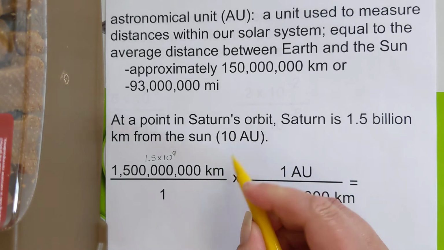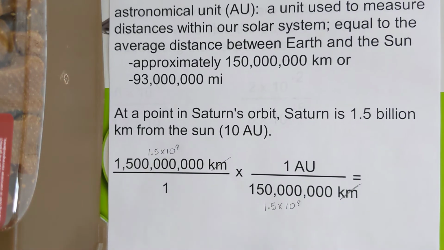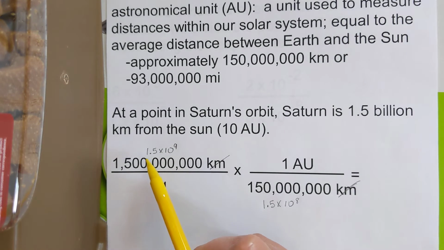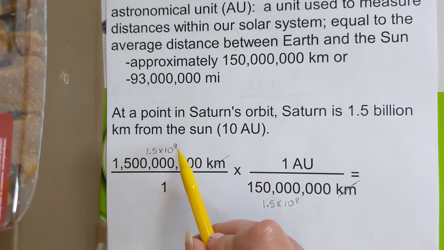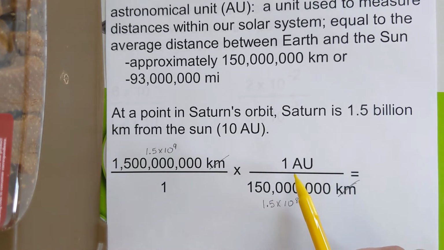So kilometers and kilometers can cancel out. I wrote this in scientific notation, 1.5 times 10 to the 8th. And then I have 1 AU, which is astronomical unit. Okay, so if I want to do the division here, in other words, I have this divided by this. So I have 1.5 times 10 to the ninth over 1.5 times 10 to the 8th to figure out how many astronomical units it is between Saturn and the Sun.